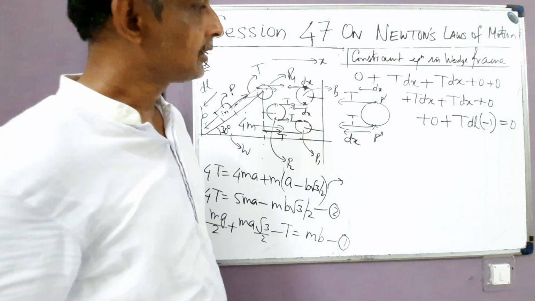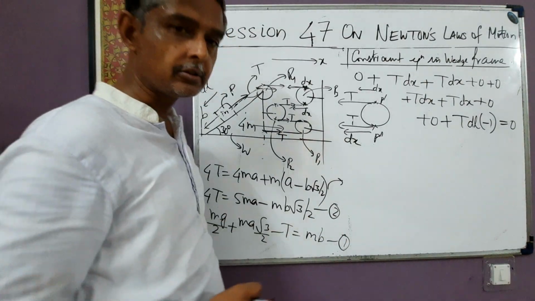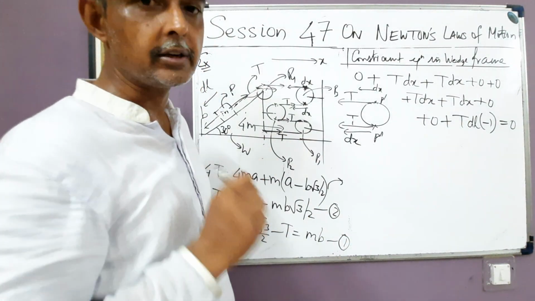Alright. So see, writing down the constraint equation in the wedge frame is much easier as compared to writing it down in the ground frame. So this is the advantage of constraint theory. You must understand this very clearly.